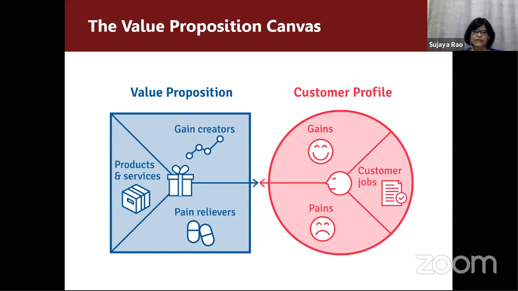Now you come on the left-hand side. Now always remember, when it comes to the value proposition canvas, never ever start from the value proposition. Always start your work from understanding of the customer profile. All right, always start on the right-hand side of the canvas.